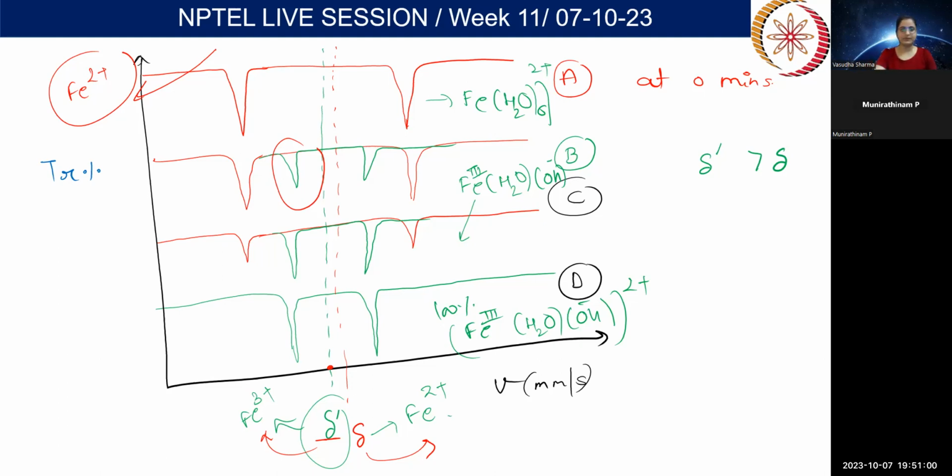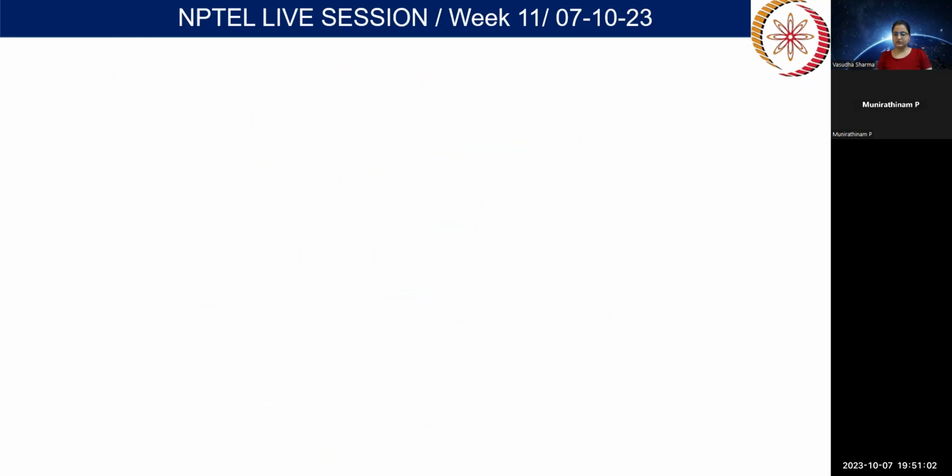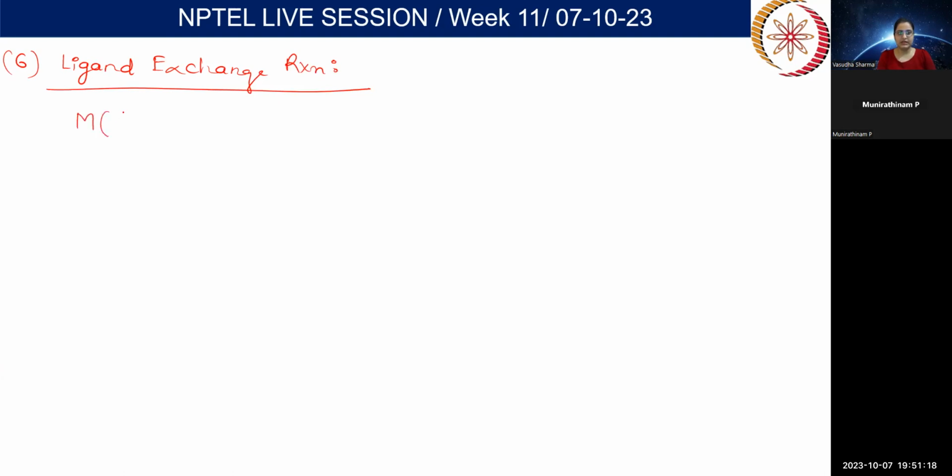Okay, ma'am, clear. Now we have another concept, the ligand exchange reaction. This is the sixth part that we are talking about. In a ligand exchange reaction, suppose I have a metal and here is one type of ligand, and now I am replacing it with L dash. It could be a combination of L and L dash, or it could be completely L dash ligands. That is how the ligand exchange reaction happens.